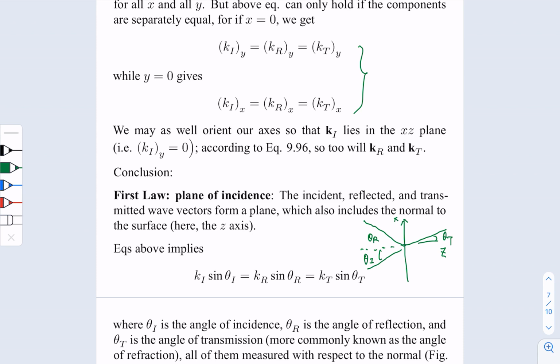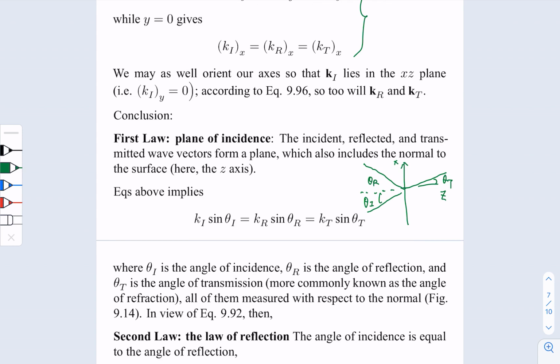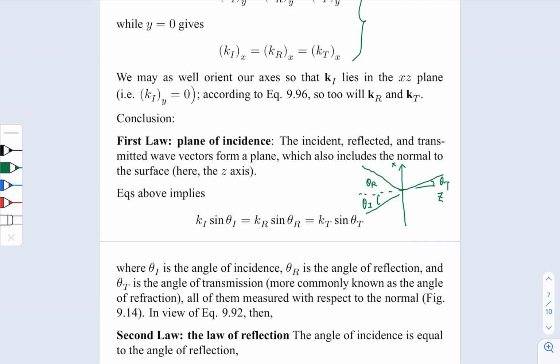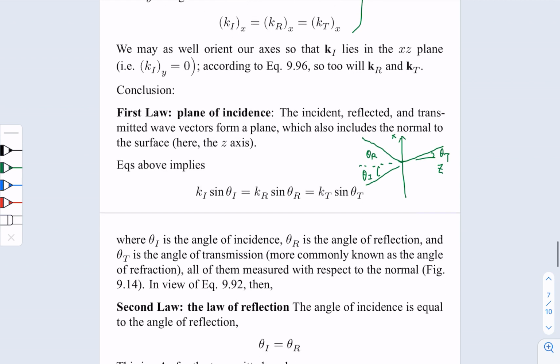Sorry, I should have said along the x-axis. So along the x-axis, the k must be equal to each other. So k incident times sine incident equals k transmitted times sine transmitted.